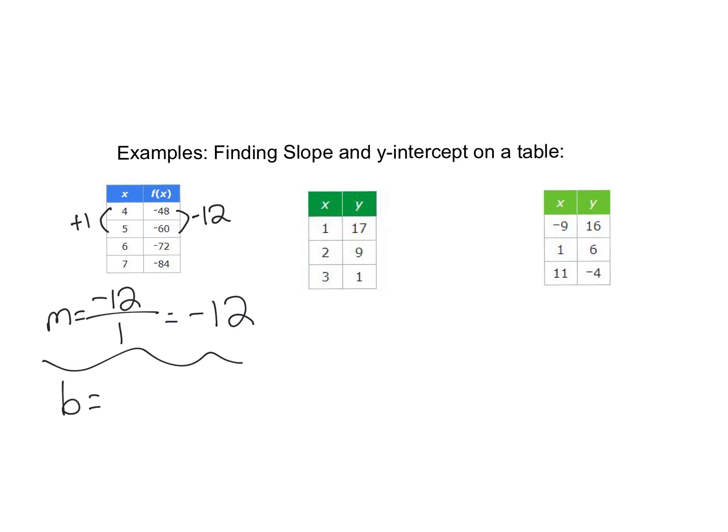The B on this, again, doesn't show. We don't have a spot where the x is 0. But we've got a pretty simple pattern that we can follow back. So I'm at 4. I'm going to go back 3, 2, 1, 0. So if I'm decreasing by 12 going this way, I need to increase by 12 going that way. 12 more than negative 48 is negative 36. 12 more than negative 36 is negative 24. 12 more than that is negative 12. 12 more than that is 0. So my B is 0.